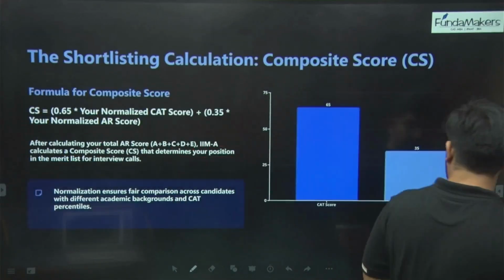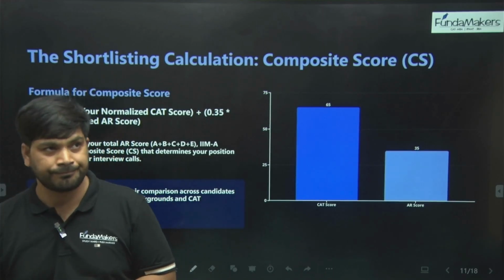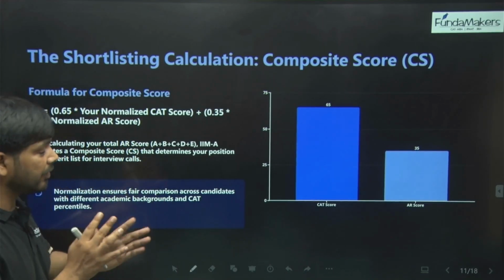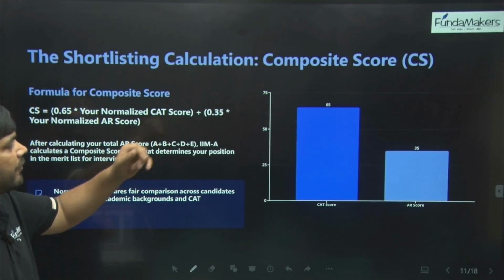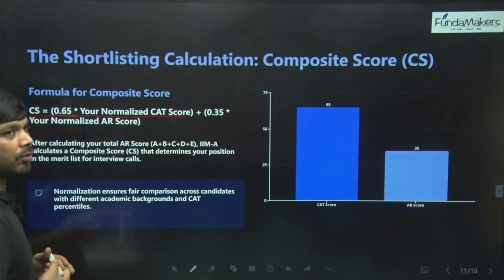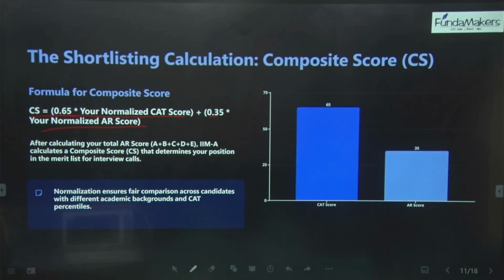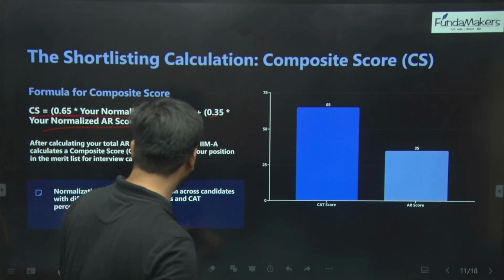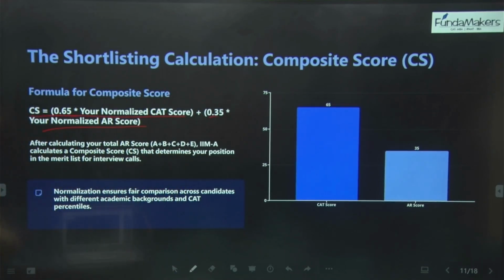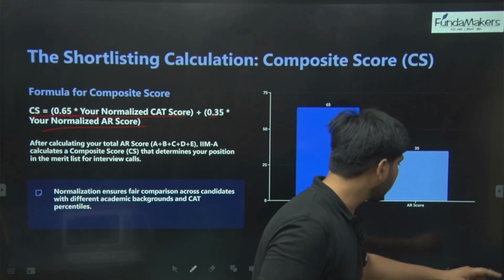All right. Next, we are looking at the composite score. Now the shortlisting is done, and it will happen on the basis of your composite score. So 65% weightage to your normalized CAT score, and 35% weightage to your normalized AR score. Now, what is normalization? Different academic backgrounds and CAT percentiles are given different scores, and that's how it is.